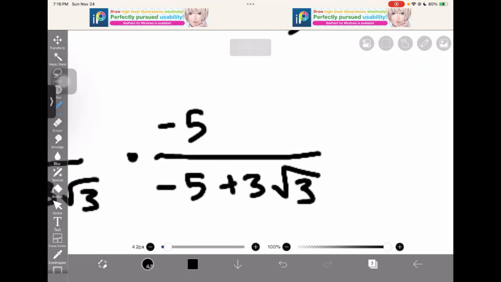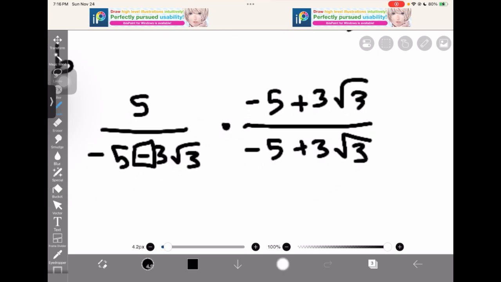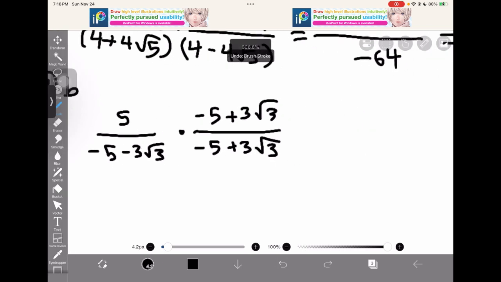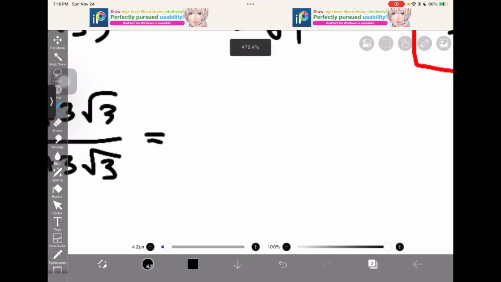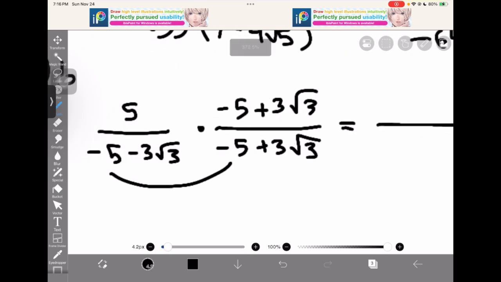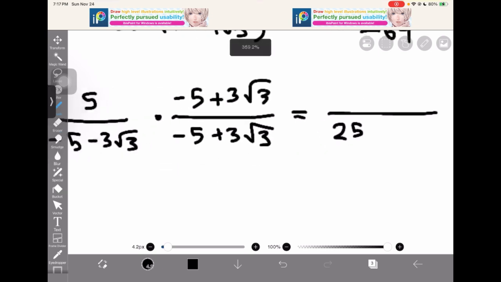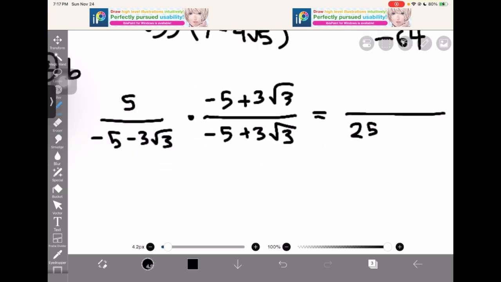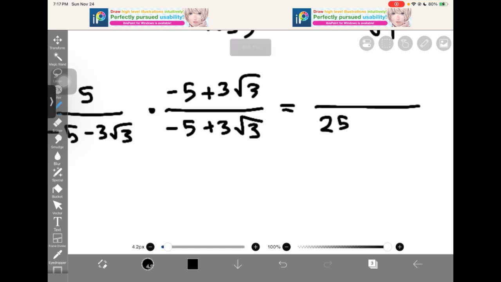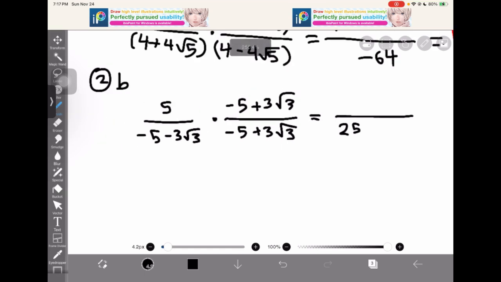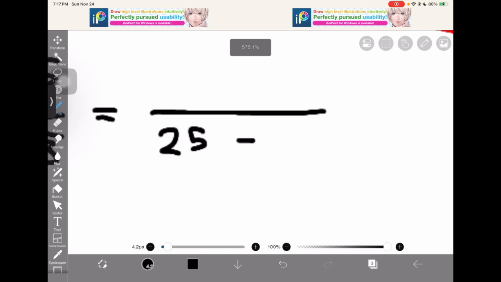Anyway, the conjugate is, by this point you should know, but as you can see, I just swapped the negative here for a positive sign. Now, let's rewrite this one. This is going to be 25, because negative 5 times negative 5 is just 25. Then this becomes negative 3 square root of 3 times positive 3 square root of 3. So negative 3 times positive 3 is 9, and square root of 3 times square root of 3 is 3. So negative 9 times 3 is negative 27, which gives negative 2.